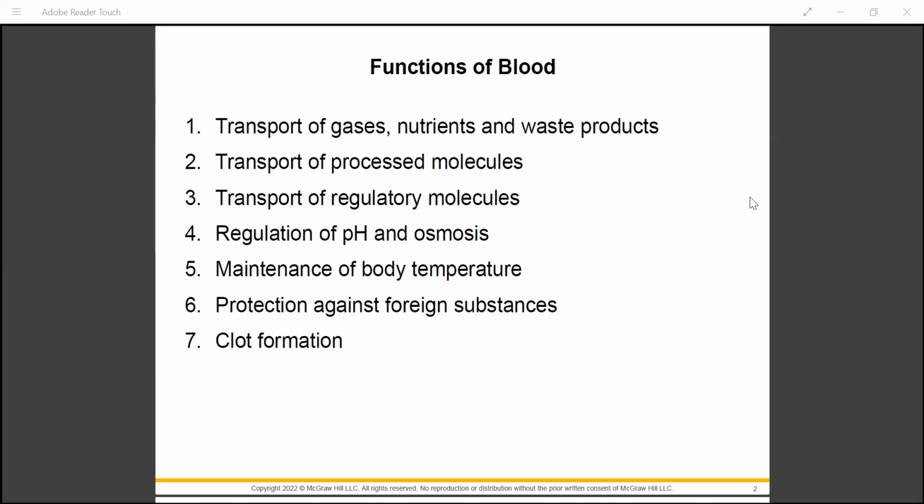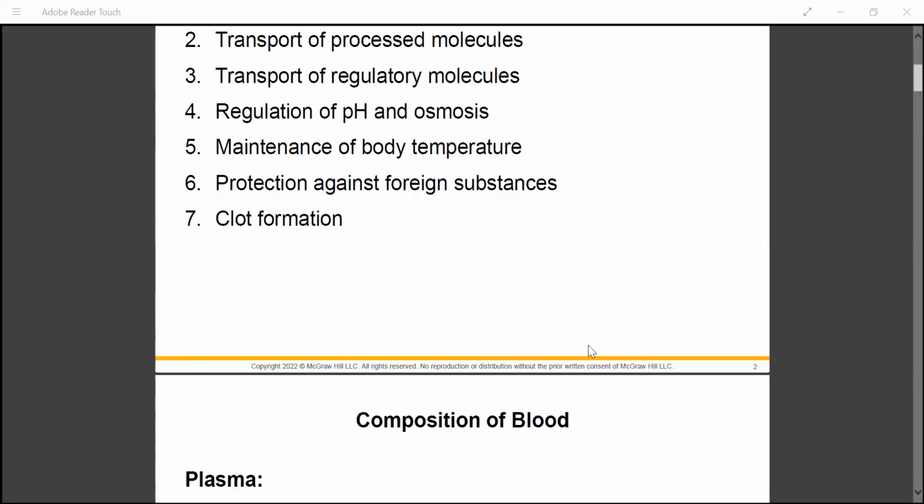It helps us with body temperature, so we'll talk about that a little bit more in our future chapter on the circulatory system. But our blood vessels, namely our arteries, are able to dilate and constrict to allow heat to be released or maintained within the body. Protection against foreign substances. So we'll talk about some white blood cells that are involved in our immune system, and we will also talk about clot formation.